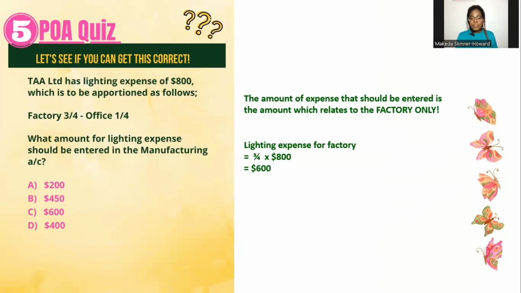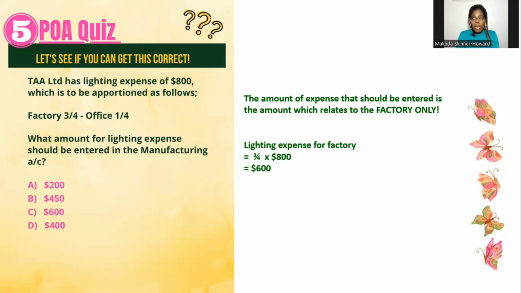Well, the amount of expense that should be entered in the account must relate to the factory only. That is the amount which relates to the factory only. You're going to take 3/4 and multiply that by 800. You'll get 600 as the amount that should be entered in the manufacturing account.